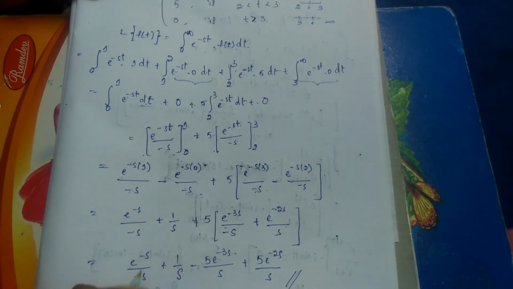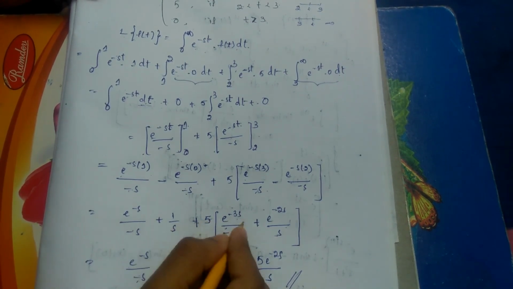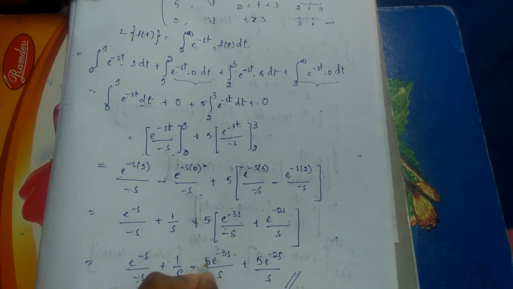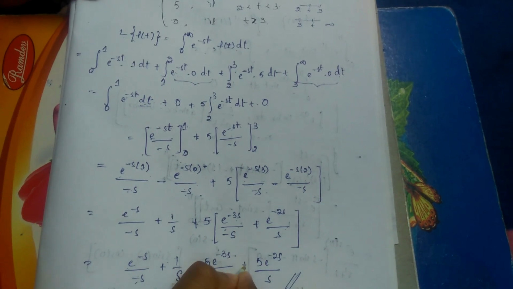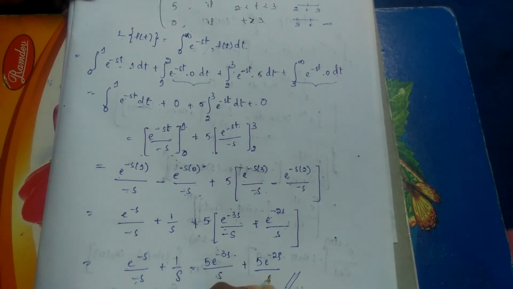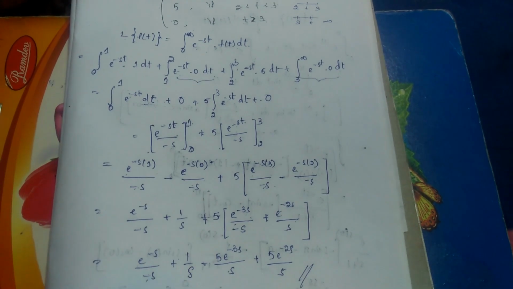Then e power minus s by minus s plus 1 by s. So multiply this 5 inside the two terms. So we get plus into minus is minus, 5 into e power minus 3s by s, and plus into plus is plus, 5 into e power minus 2s by s. So this is the final answer for this question.